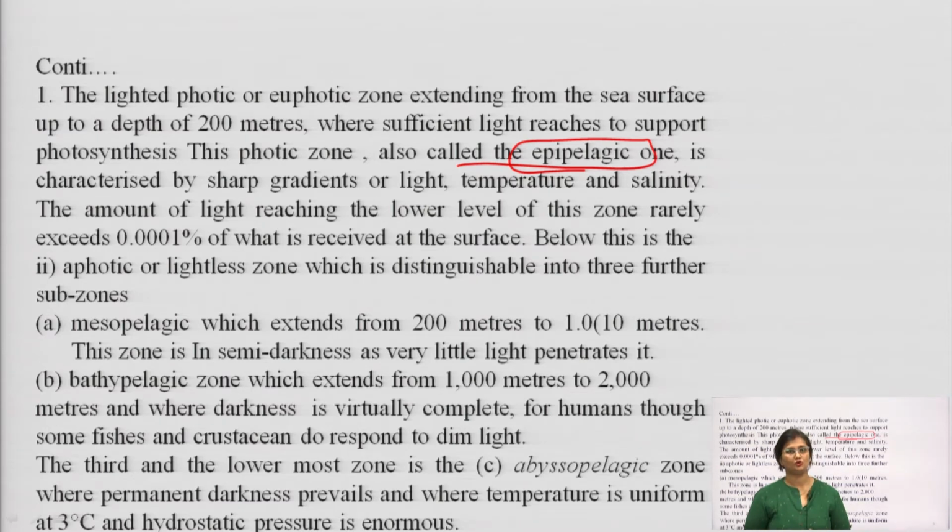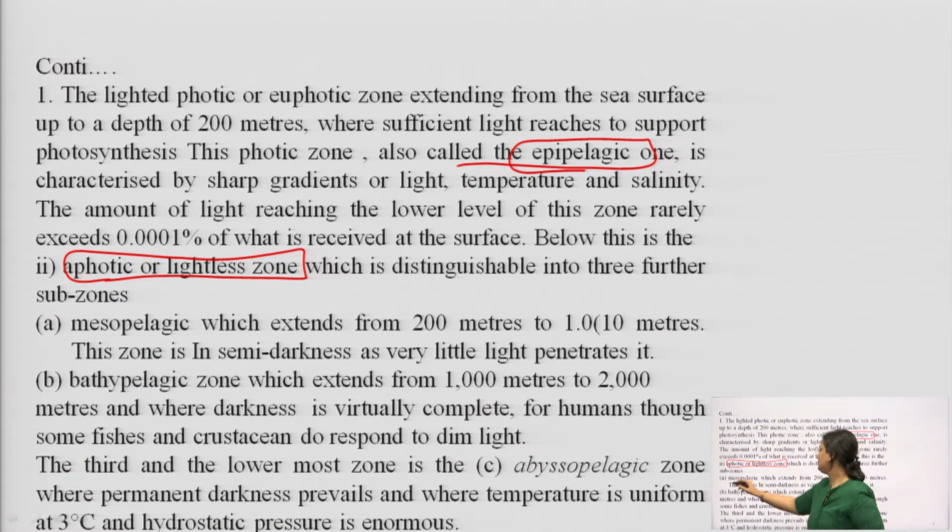Now, looking into the next zone, which is the aphotic zone or the lightless zone. The aphotic zone is distinguishable into three further subzones. What are those regions? Number one, the Mesopelagic zone. The Mesopelagic zone generally extends from 200 meters to 1000 meters. This zone is in semi-darkness as very little light penetrates it.